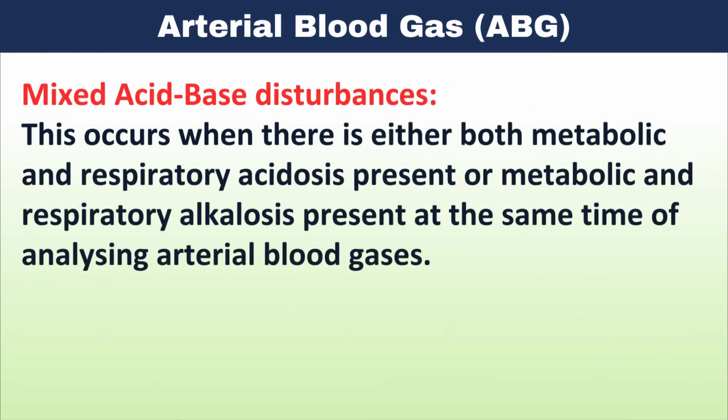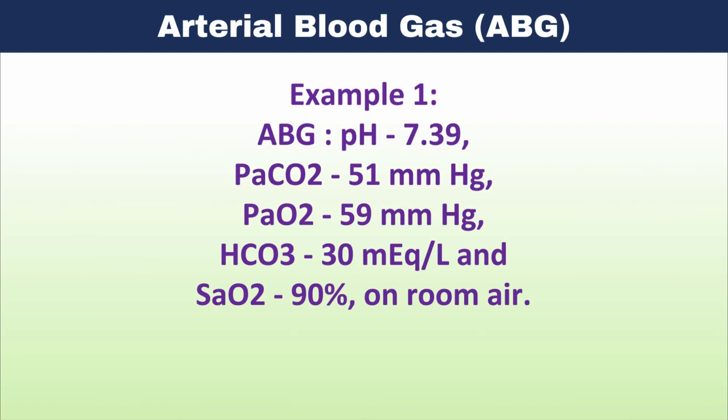Mixed acid-base disturbances occur when there is either both metabolic and respiratory acidosis present or metabolic and respiratory alkalosis present at the same time when analyzing arterial blood gases. Now we will see the examples.